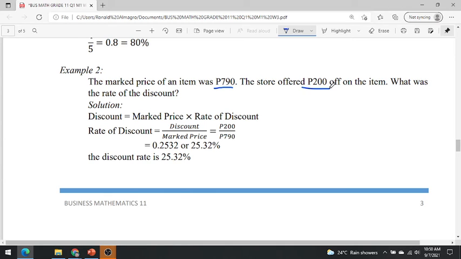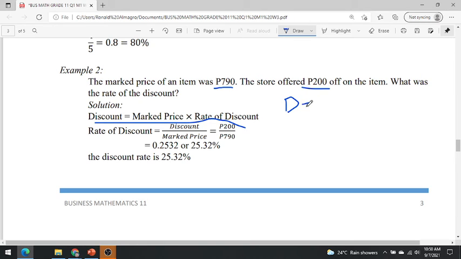So 590 pesos is what they will pay. Okay, what was the rate of the discount? How much was the discount, the rate of discount, or the percent that was lowered? Okay, student, you need to memorize this: discount equals marked price times rate of discount. So we need to derive it.